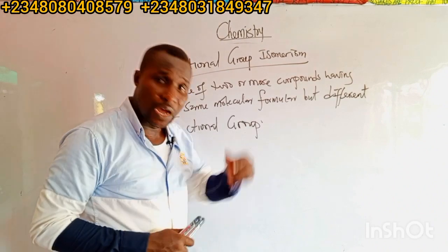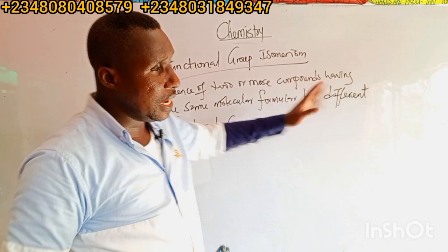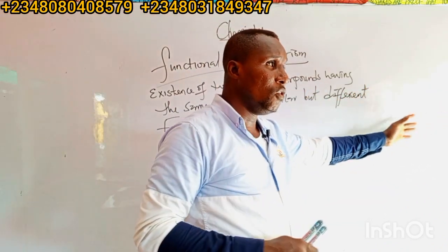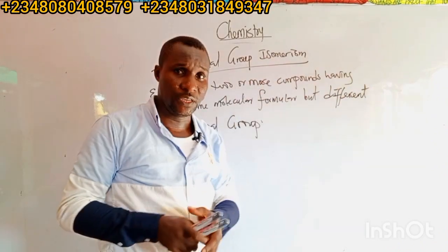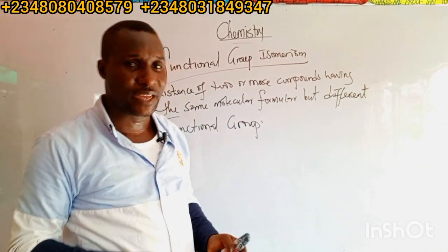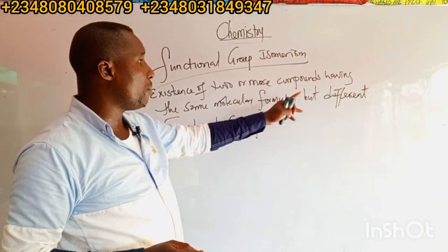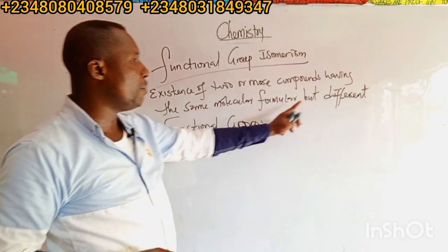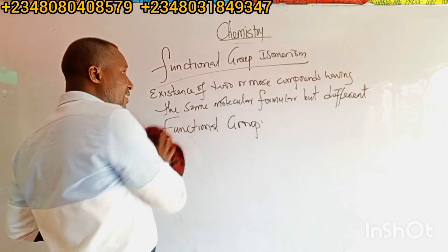Different functional group. I will only give you two examples. I'll also give you other homologous series that exhibit this, but I will only explain two and give you two or three other types without explanation. That means existence of two or more compounds having the same molecular formula but different functional group. Let me give you an example.